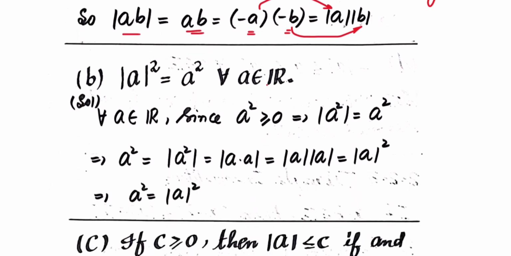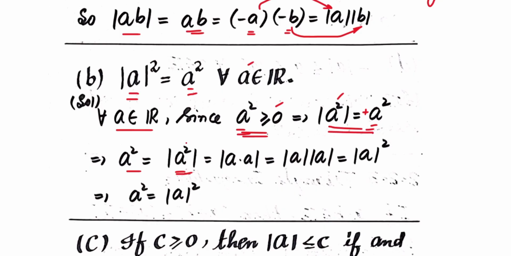Next we have to show that the square of absolute A is equal to A square for any real number A. For any real number A, the square of A is always greater than or equal to 0, that is, never negative. The square of any real number can never be negative. So A square is always greater than or equal to 0. Now if A square is always greater than or equal to 0, it means the absolute value of A square will be positive A square. So I can write A square is equal to absolute of A square.